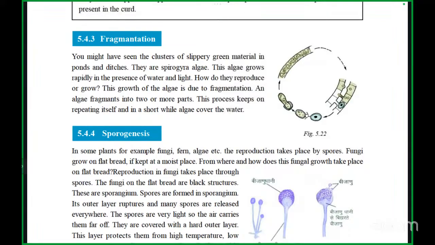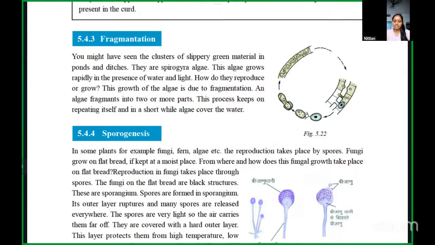This algae grows and multiplies rapidly in the presence of water and light. They also multiply in stagnant water, meaning water which does not move. How do they reproduce? It reproduces through a process called fragmentation. The algae divides itself into two or more fragments.